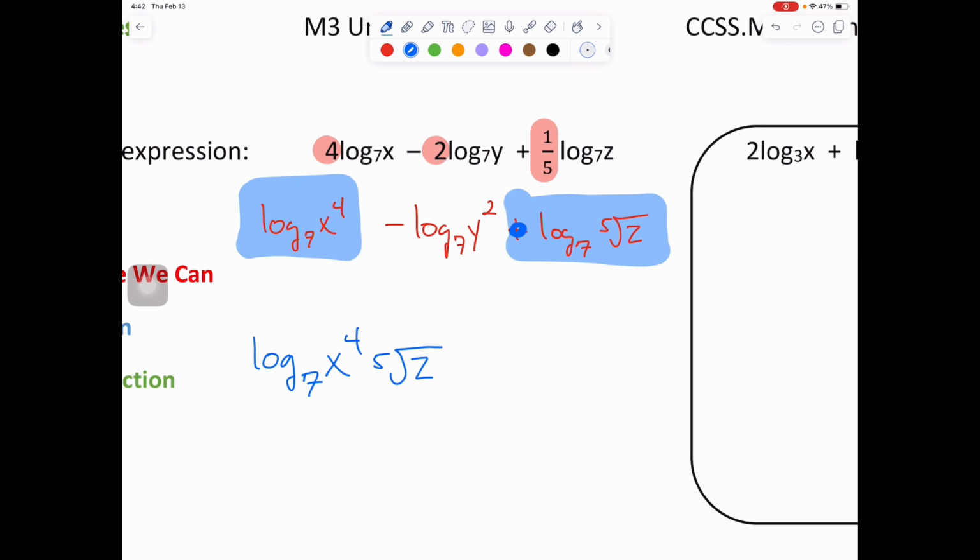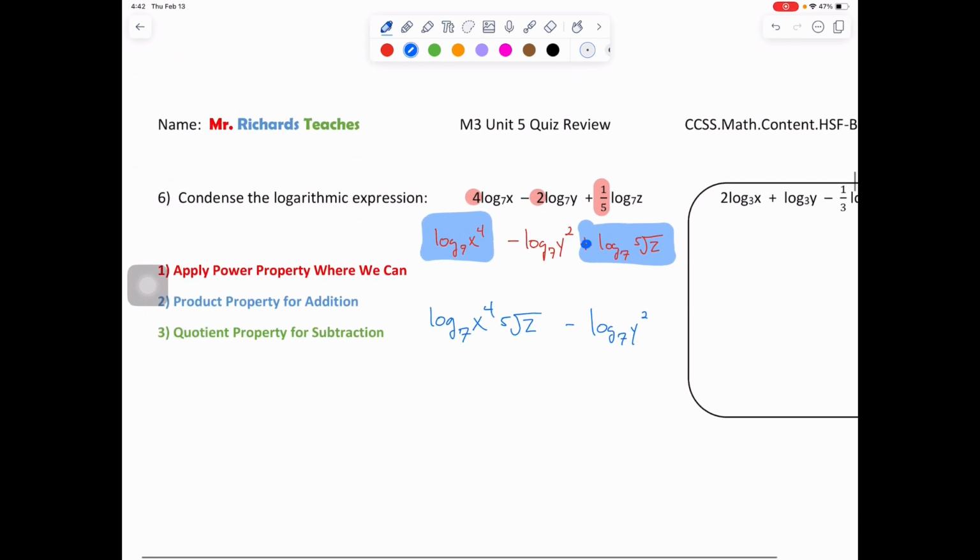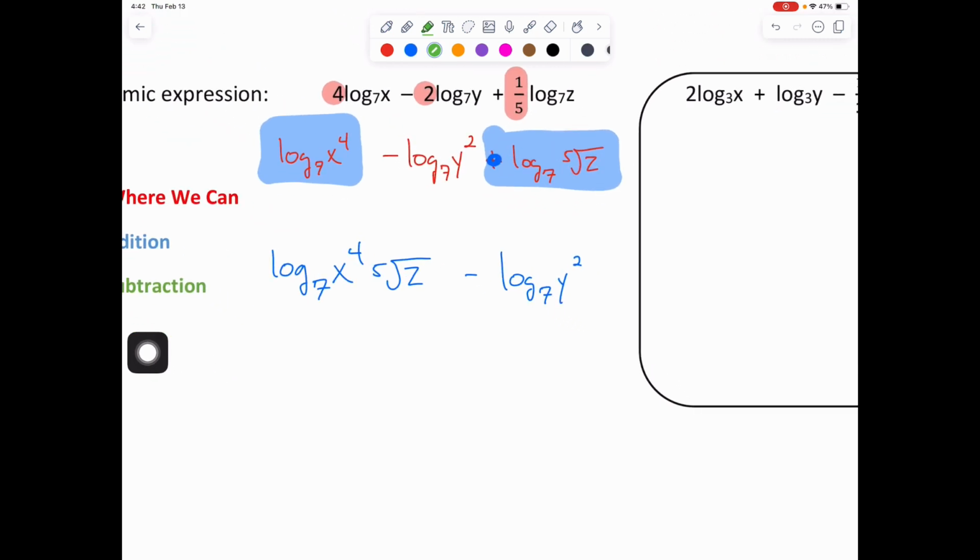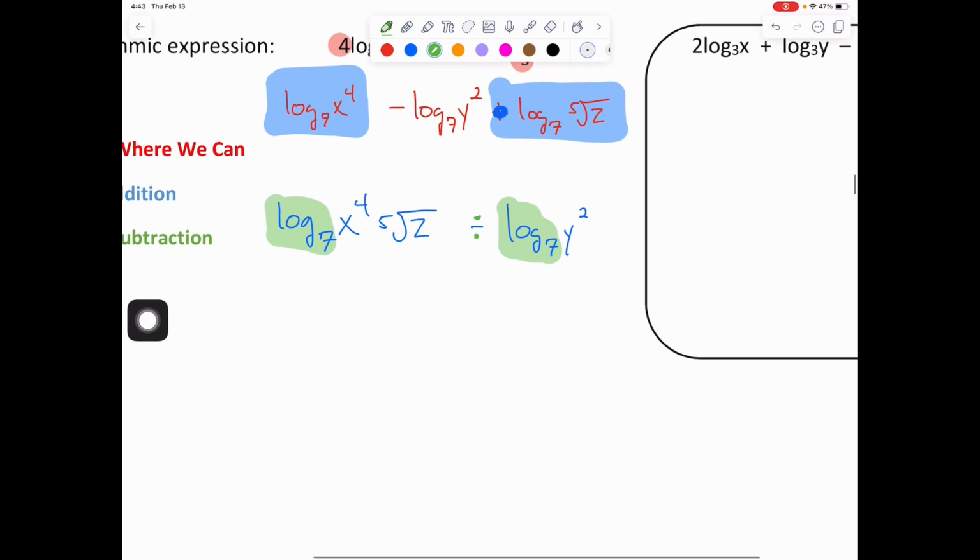We will continue to write out minus log base 7, y to the 2nd, and move forward to our 3rd step, quotient property for subtraction. Let's find what these two have in common here, that log base 7. And when we're working with subtraction, what does that convert into? Yes, division. So let's make that a little division, and division tells us there will be a fraction.